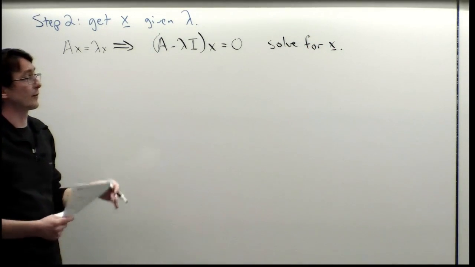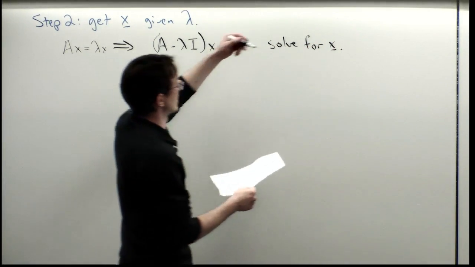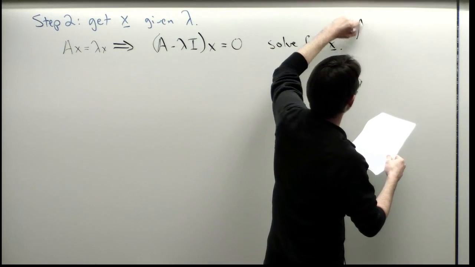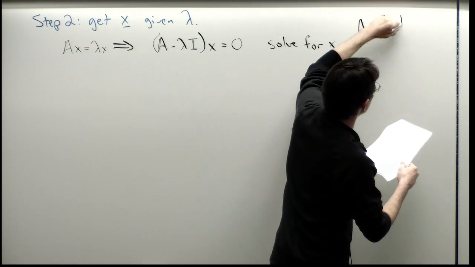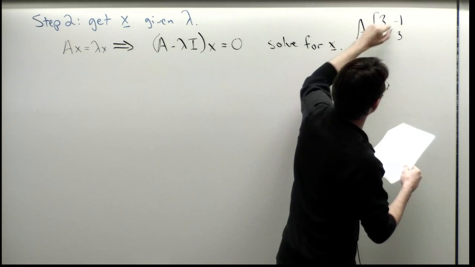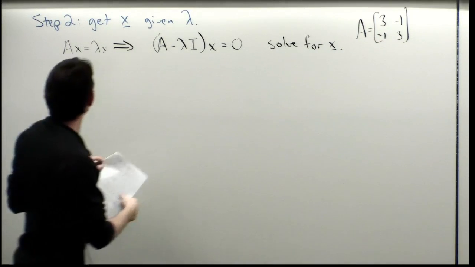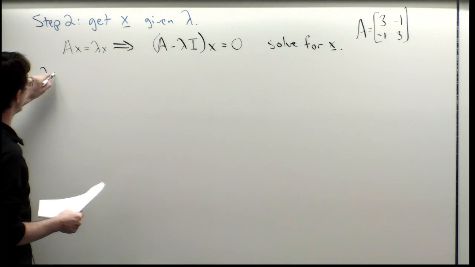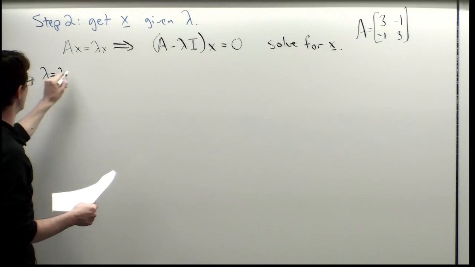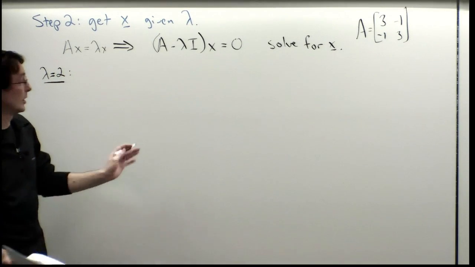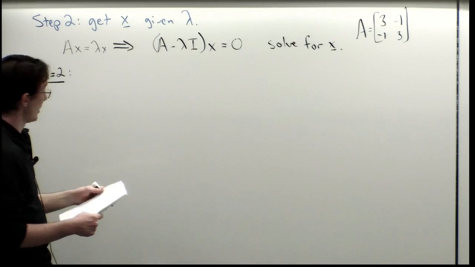So let's try this for our system of equations before. Let's just write this up so we remember. A equals [3, -1; -1, 3]. And we know that one of our eigenvalues is lambda equals 2. So I'm going to plug this in and solve for x.